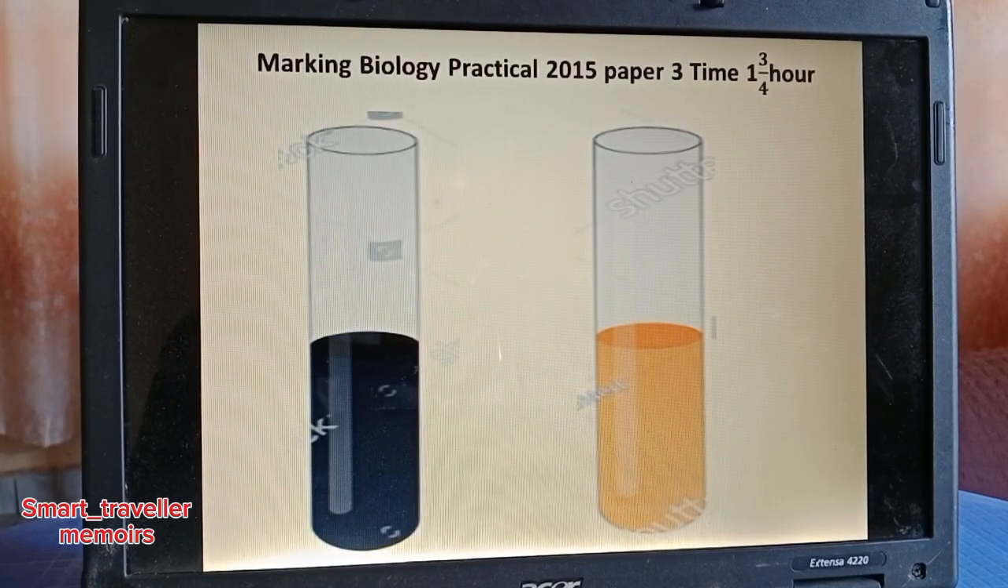Then question 3 was about food tests, and you can see those colors there indicate that this practical was testing presence of starch and presence of reducing sugar, as you can see the blue black color.